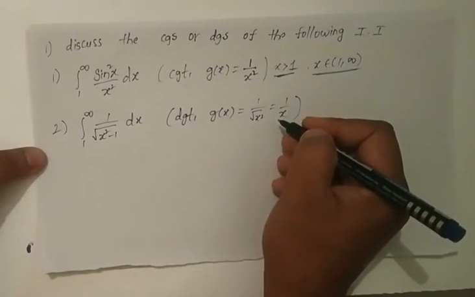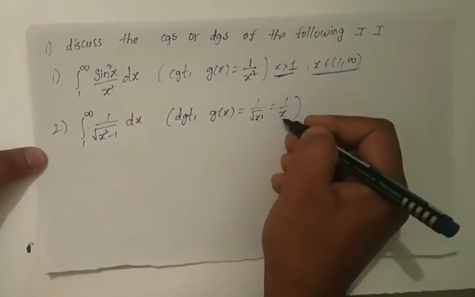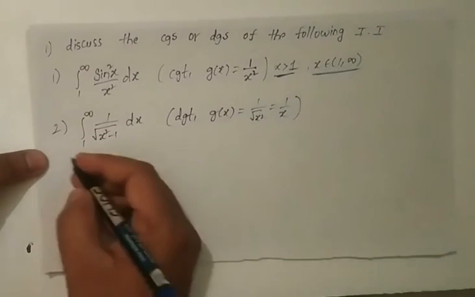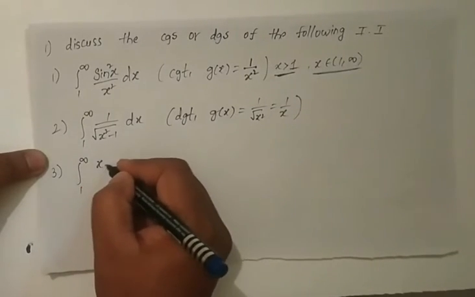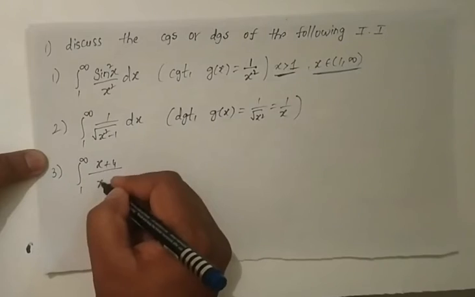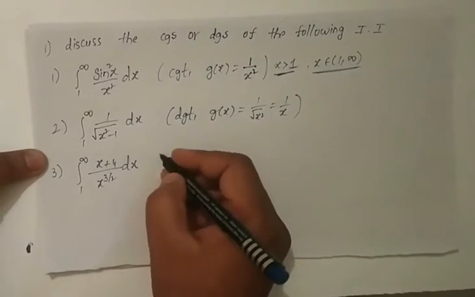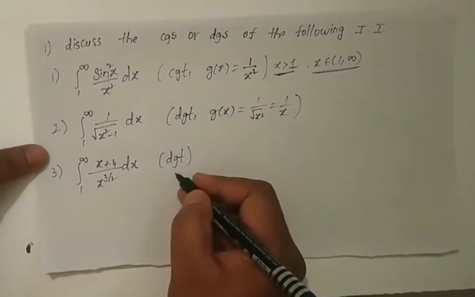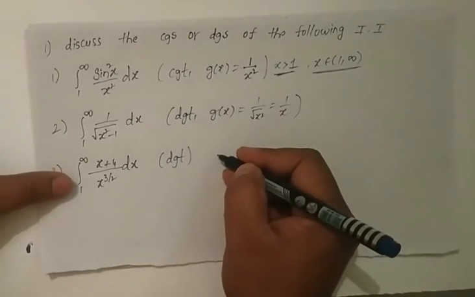Okay, clear? So next we have to evaluate the integral from 1 to infinity of 1 by x dx only, because the given integral starts from 1 to infinity. Okay. Next, third one, integral from 1 to infinity of x plus 4 by x power 3 by 2 dx. Okay, this is divergent. Find g of x in this case.